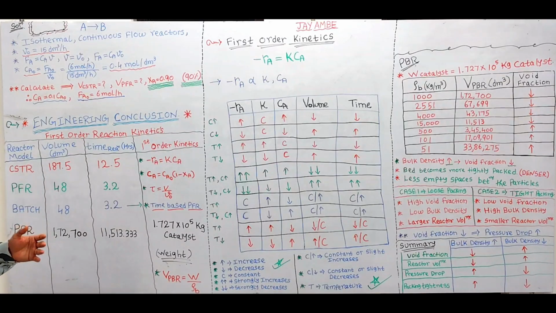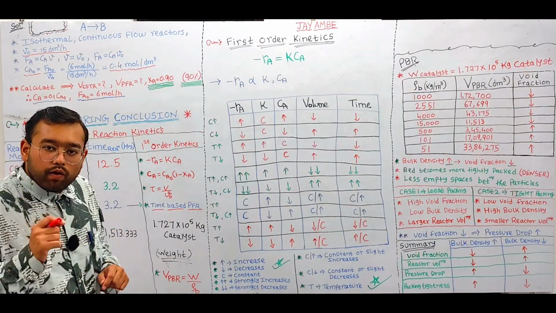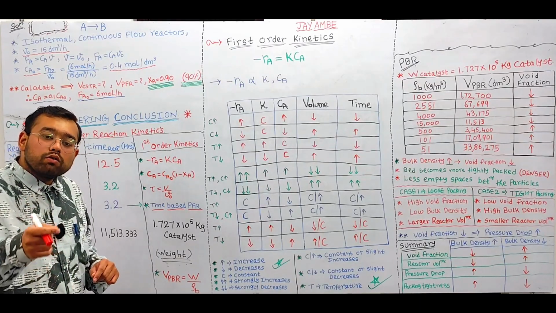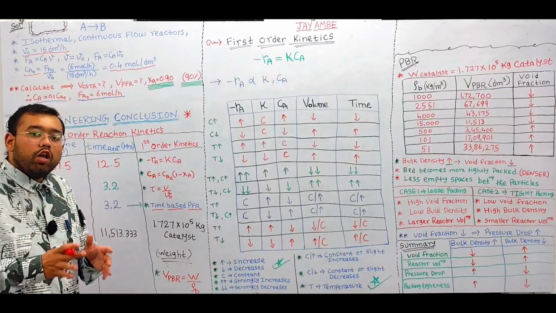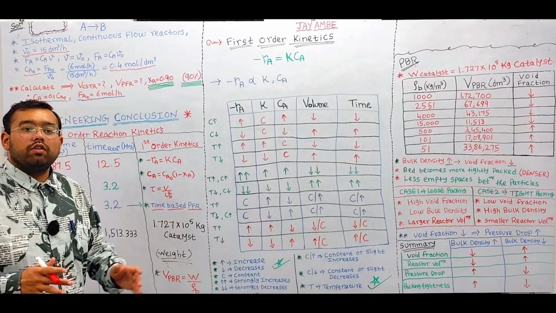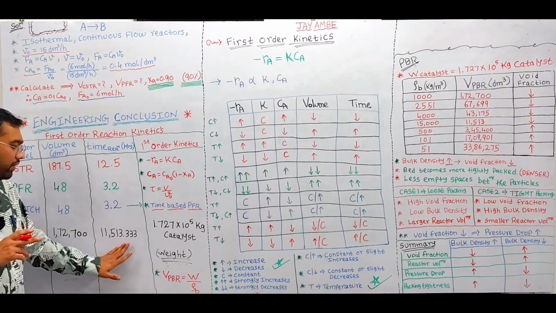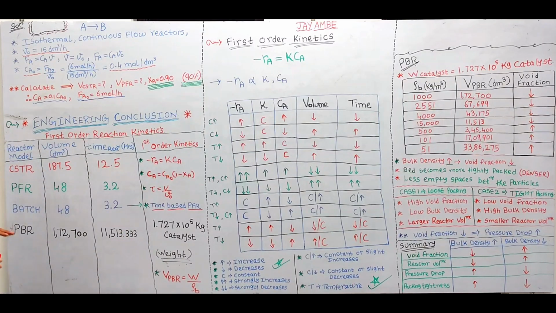So why is it so? Due to the smaller rate constant value, the reaction rate also decreased, due to which the volume of the packed bed reactor increased, the weight of the catalyst also increased, and the reaction time also increased. So in comparison of the packed bed reactor with the other three reactor models, we will try to select any one of the three reactor models. But okay, why?